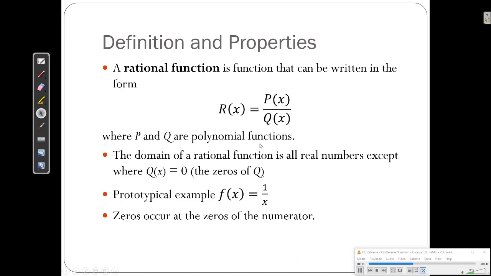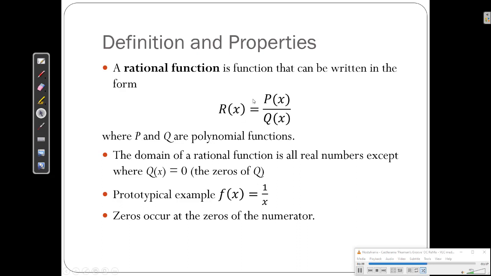Its domain would be negative infinity to infinity, like that of every polynomial function, except that we're dividing. So wherever the bottom is 0 can't be in our domain because it would be undefined there. So it's all real numbers except where the bottom is 0.